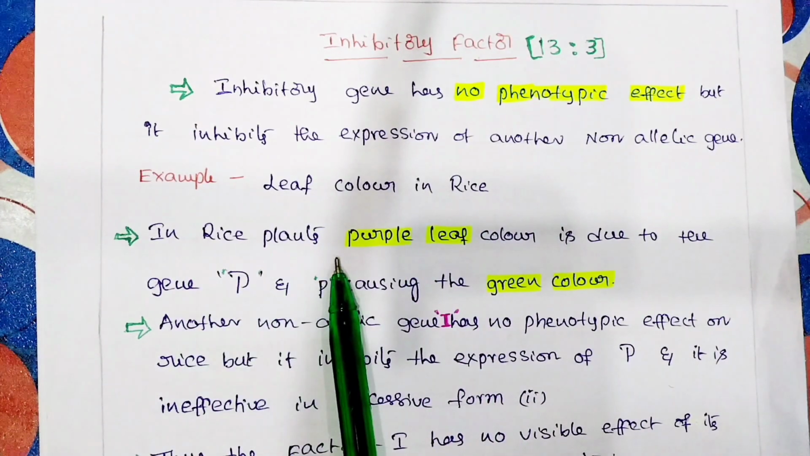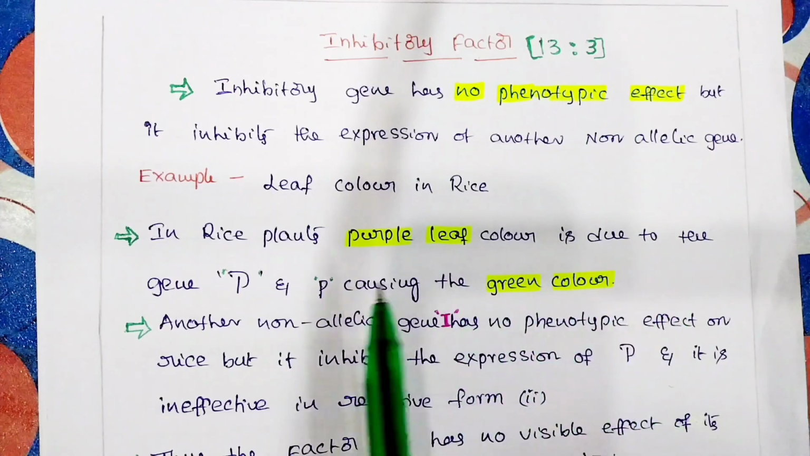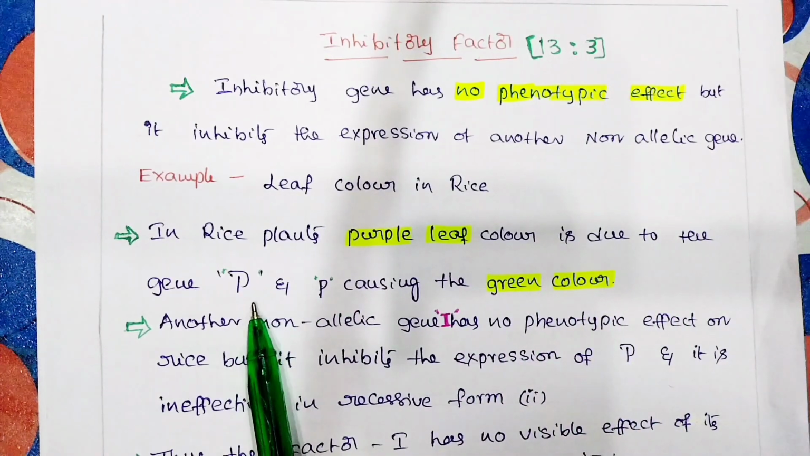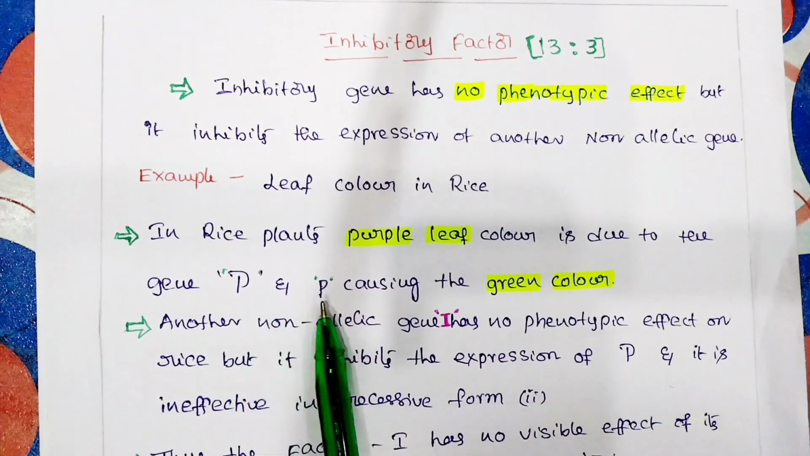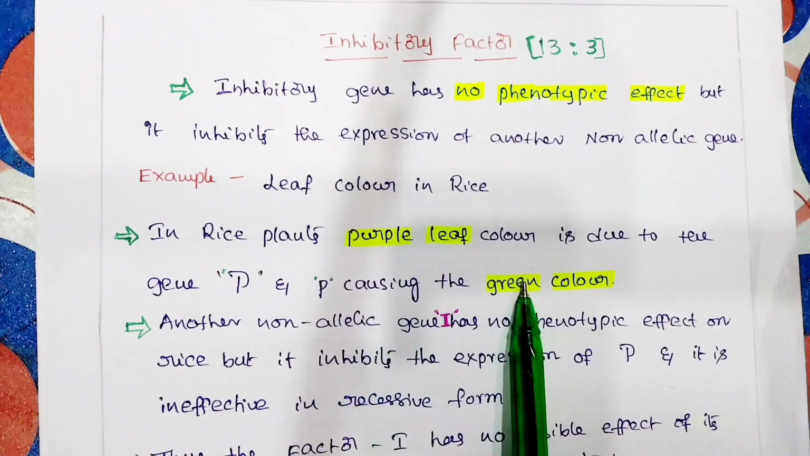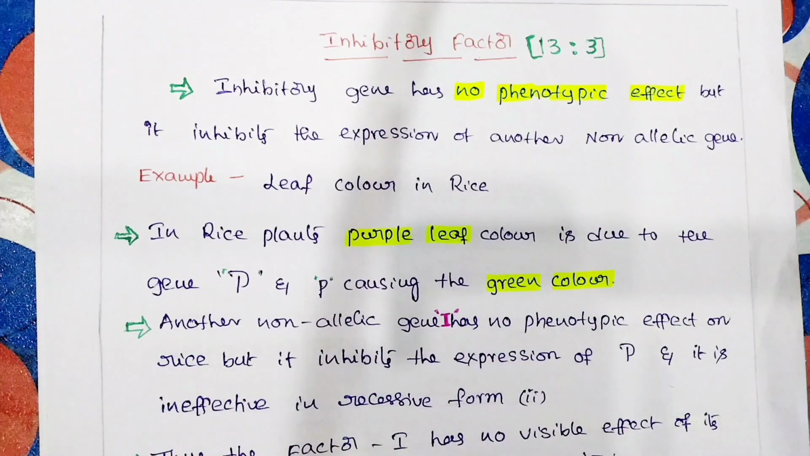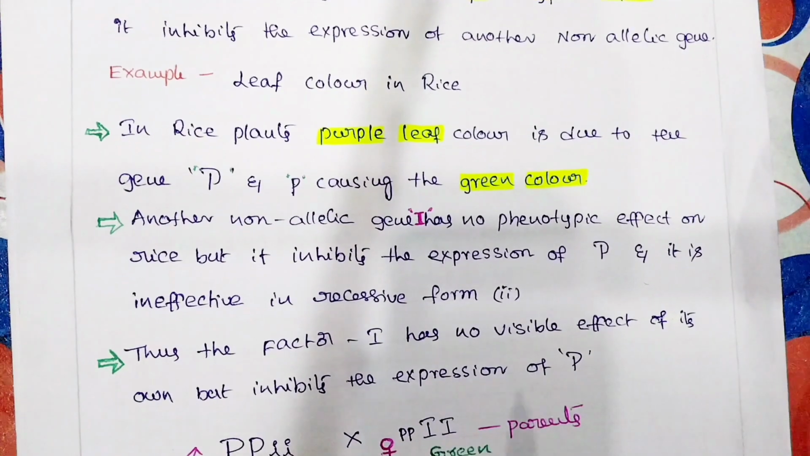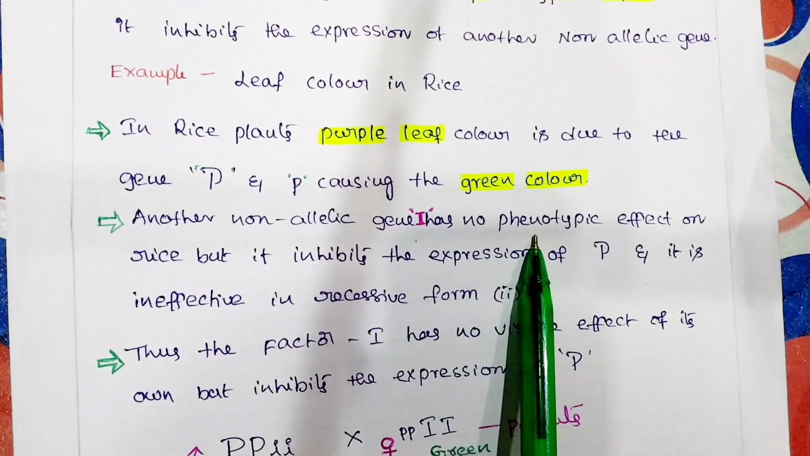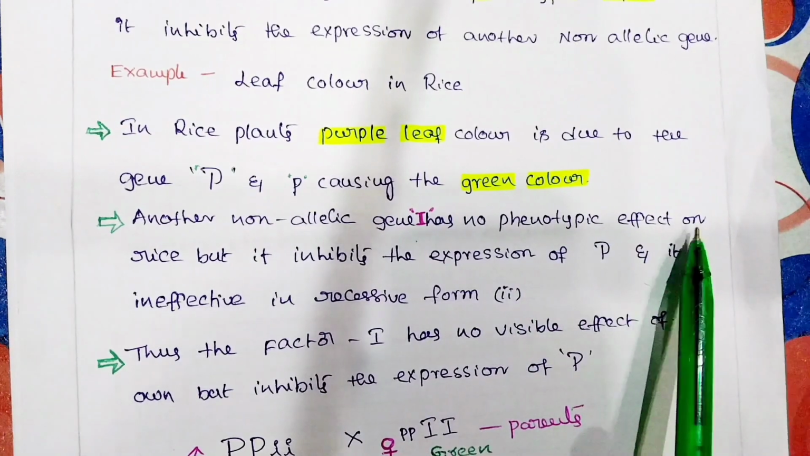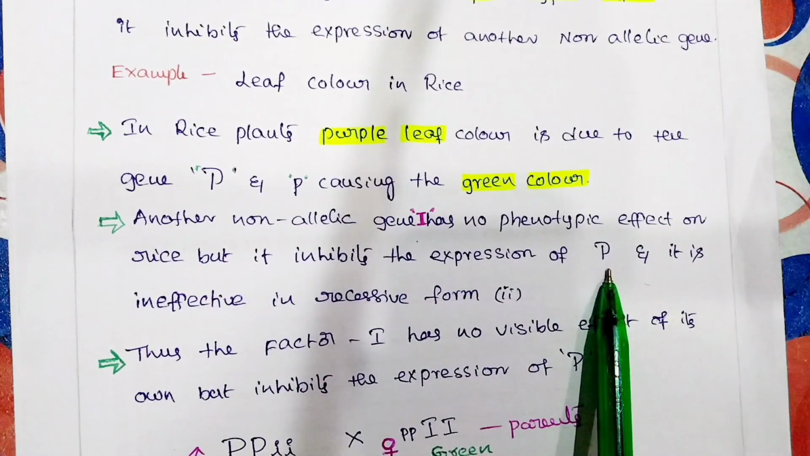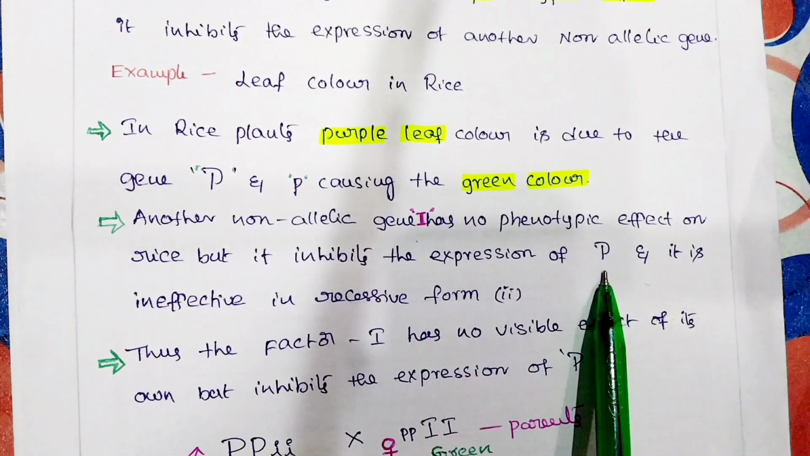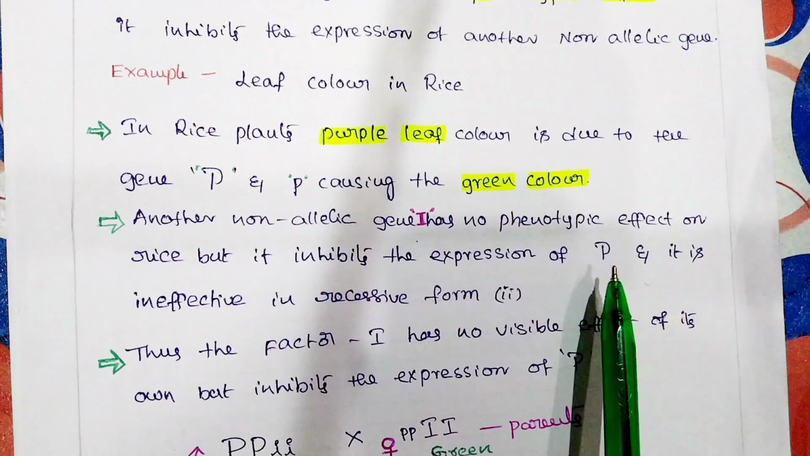In rice plants, purple leaf color is due to the gene capital P. Capital P gene will produce purple leaf color in rice plants, whereas small p causes green color. Another non-allelic gene is present, capital I. It has no phenotypic effect on leaf color, but it inhibits the expression of capital P. It does not produce any phenotypic effect, even though it inhibits the expression of purple color.